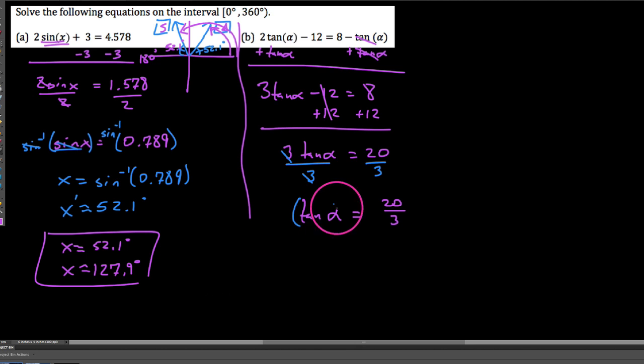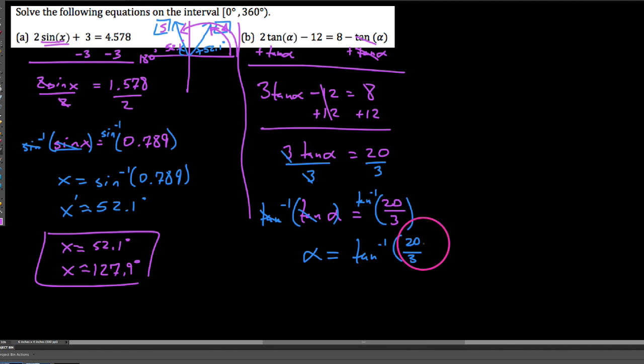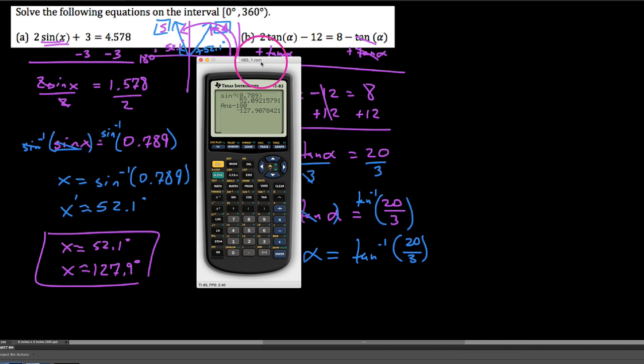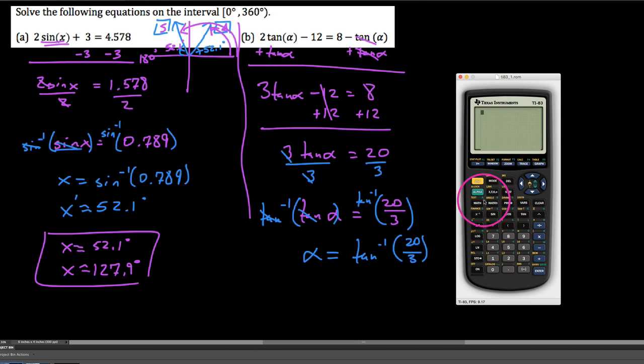Again, to undo our tangent, we're going to use a calculator, since I recognize that the right side isn't any tangent value on the unit circle that I recognize easily. So we say the tangent inverse of 20/3. Grabbing our calculator, in degrees, we want to ask the calculator what was the angle that when I took the tangent of it, I got 20/3? And it's going to tell us about an 81.5 degree angle.